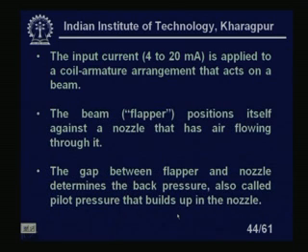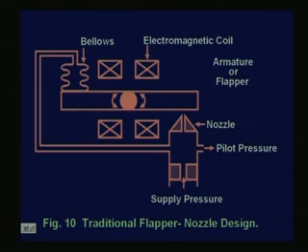The gap between the flapper and nozzle determines the back pressure, also called the pilot pressure, that builds up in the nozzle, right. You see the reason for the feedback is that it works like a spring. Because I have a supply pressure, if it comes very close to this, it will increase the back pressure, because the pilot pressure and this pressure are the same. So, this will increase the pressure in the bellows, and it will restrict the nozzle from coming very close, because it will work as a spring there, right. That is the reason we have used a bellows here also.